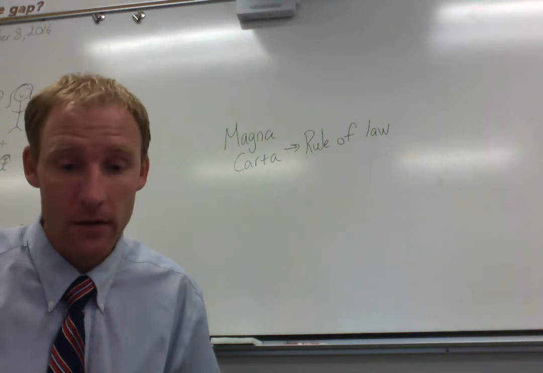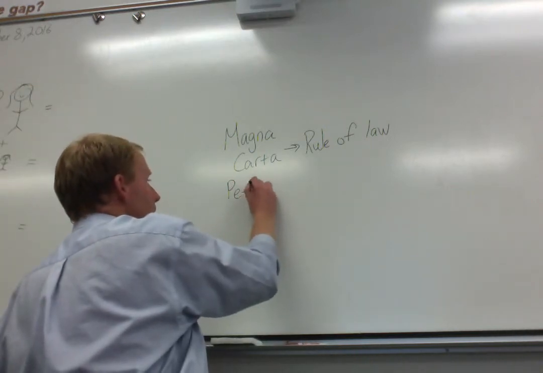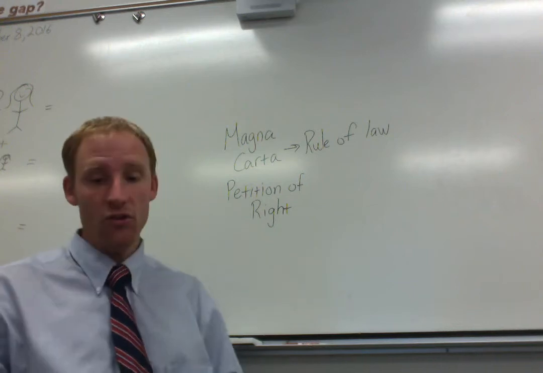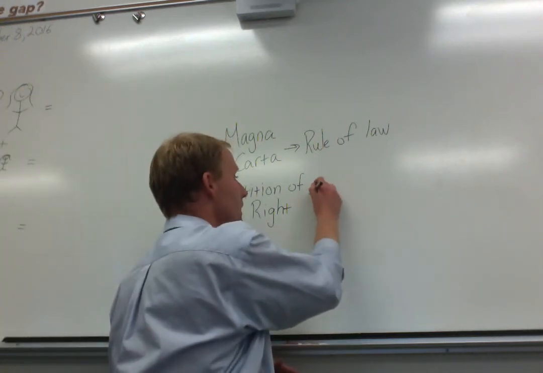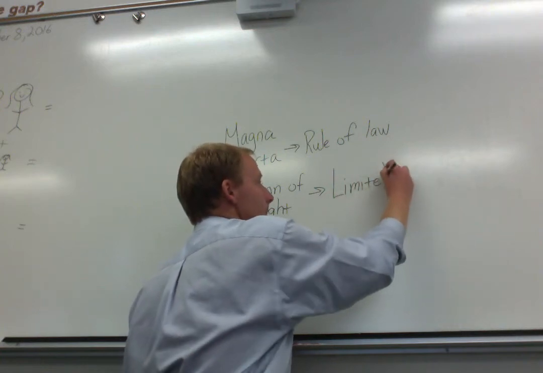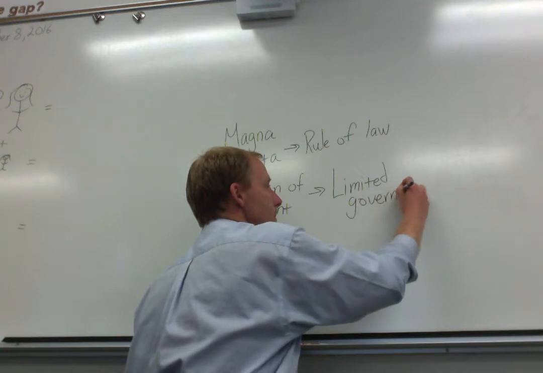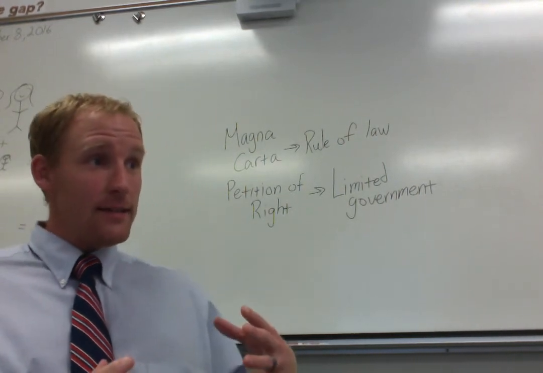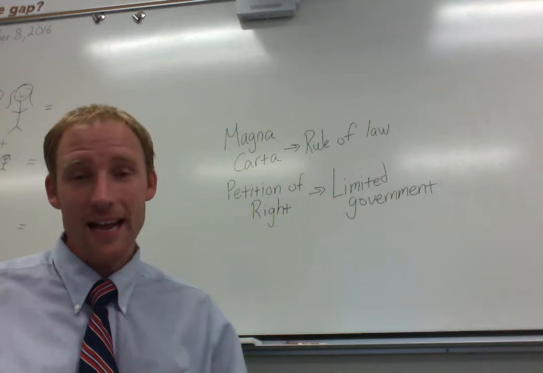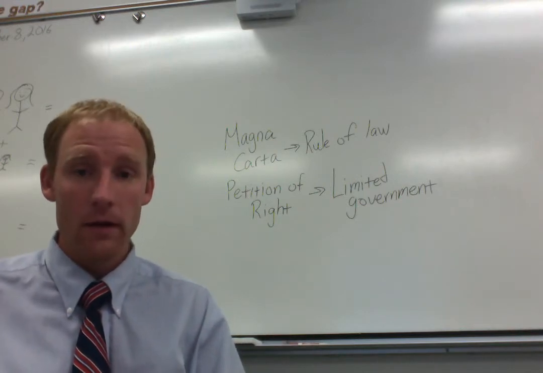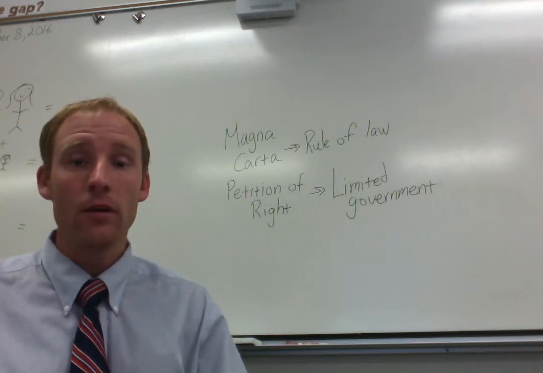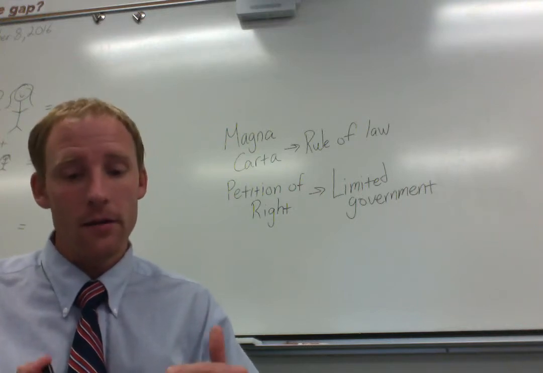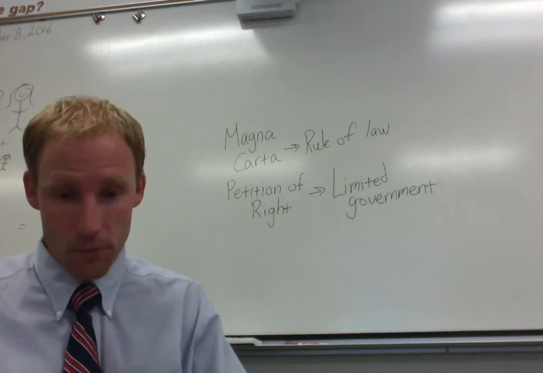The second document from England was the Petition of Right. The Petition of Right established the idea of limited government. This document established that the king's power was not absolute. Even though he had the most power, it was not absolute. Okay? There were limits to what the king could do. He couldn't do anything he wanted. Right?